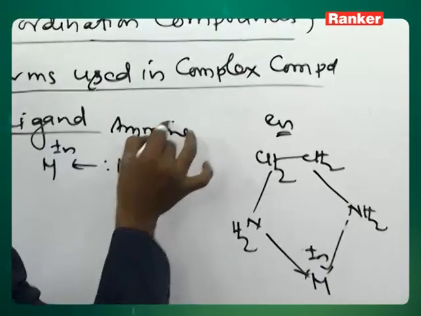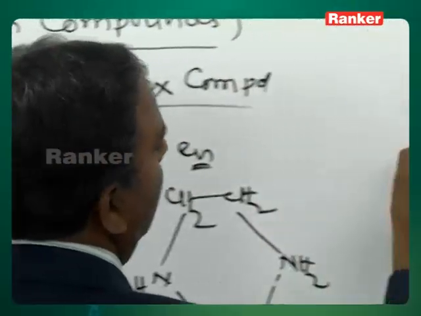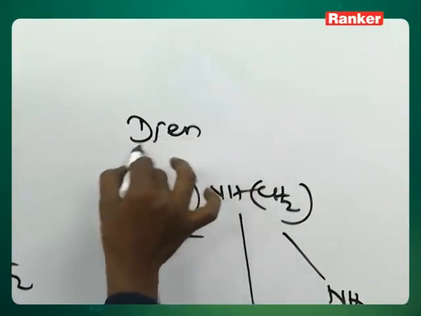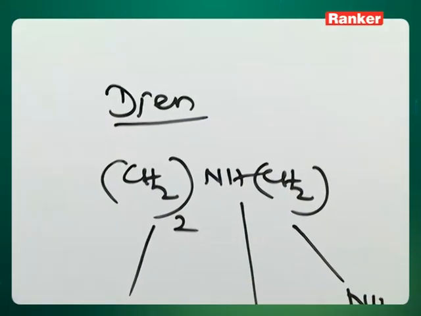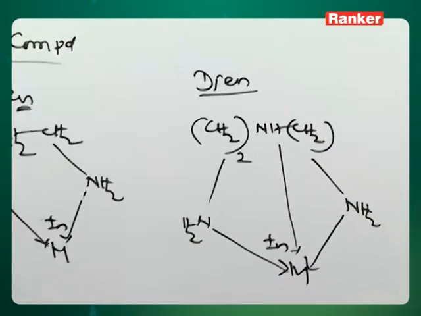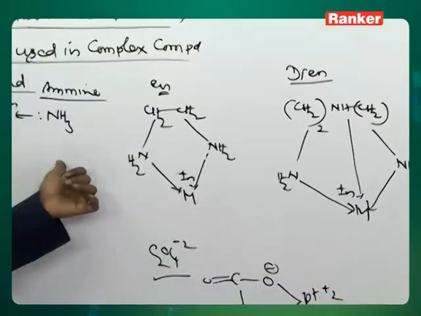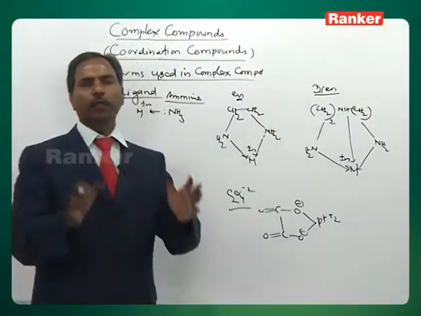Amine. This is what? Amine ligand. This is what? Ethylene diamine, EN we say. It is diene. Diene means what? Diethylene triamine. This is what? Oxalato ligand. Now, you are clearly looking on the board, this particular first 3 ligands, look here, amine ligand, ethylene diamine and diene. These particular 3 ligands are actually neutral ligands.